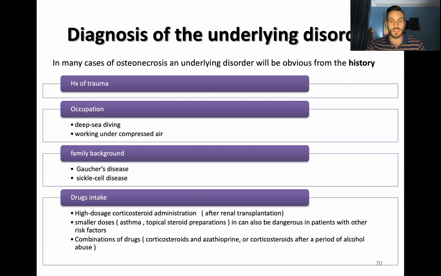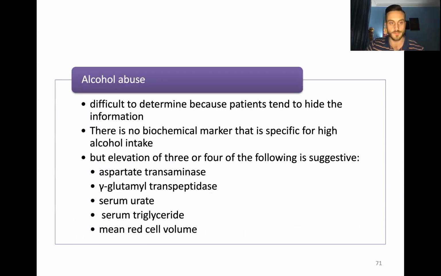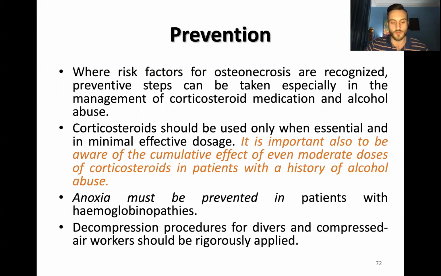Okay, so how to diagnose? History of trauma. You have to look for the diagnosis of, for now we are talking about the underlying disorders for sure. So occupation, what he's working, is he a deep sea diving? Working under air compression, is it important? Yes, and we will talk about it. Family history about Gaucher disease, sickle cell disease, or any drug intake, cortisone, alcohol, combination of drugs, and so on. Alcohol abuse, does it affect bones? Definitely yes. Because patients usually tend to hide this, it's harder to diagnose. There is no biochemical findings that we are looking for specifically for alcohol, but you have elevated AST, gamma glutamyl transpeptidase, serum urate, serum triglyceride, and mean red cell volume.